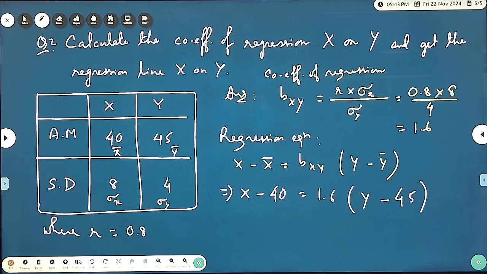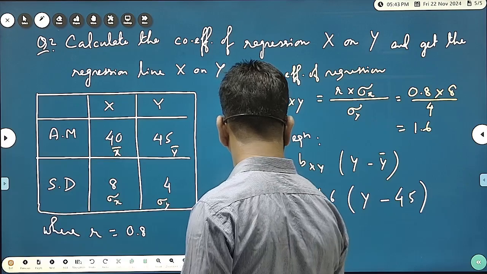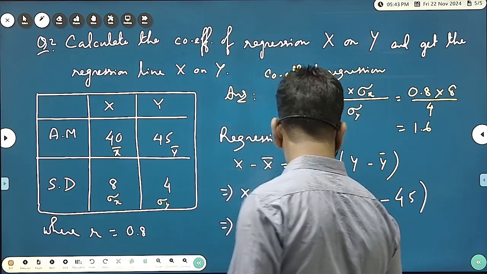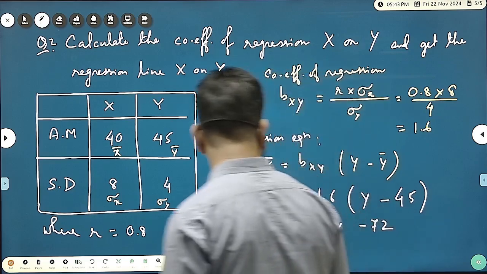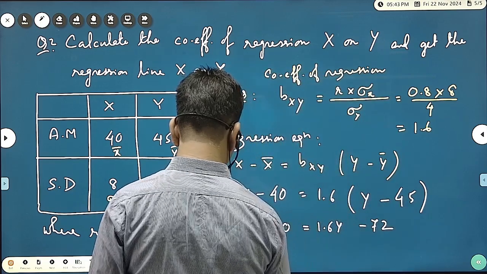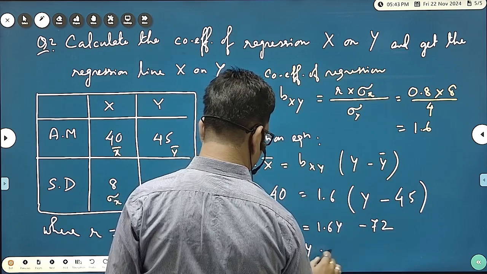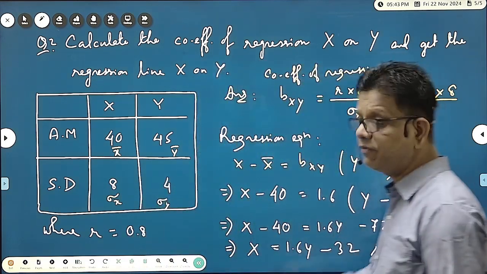Okay, so with this, regression and correlation is also over. Tell me what is the final answer? X minus 40 equals 1.6y minus 72. So this minus 40 moves over, then x equals 1.6y minus something. So this is the answer. Could you understand how to find the other one?